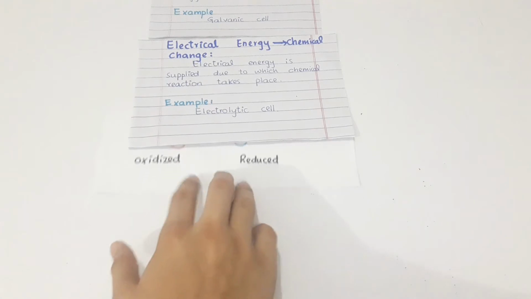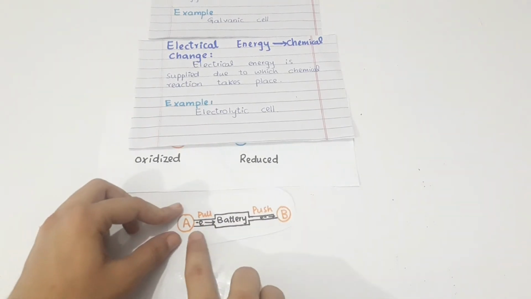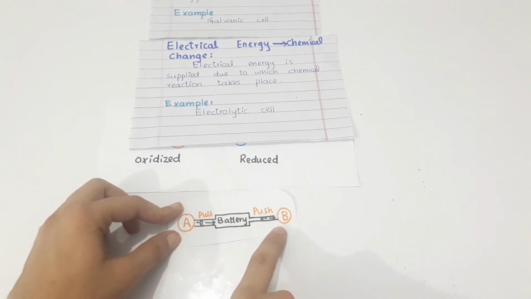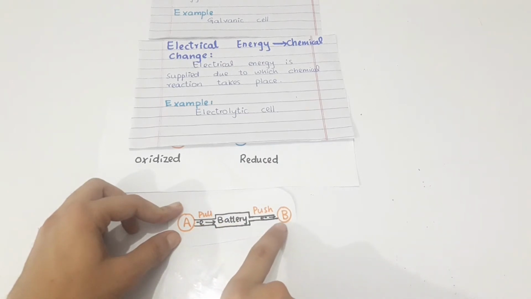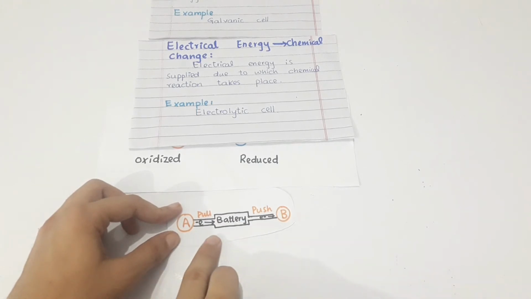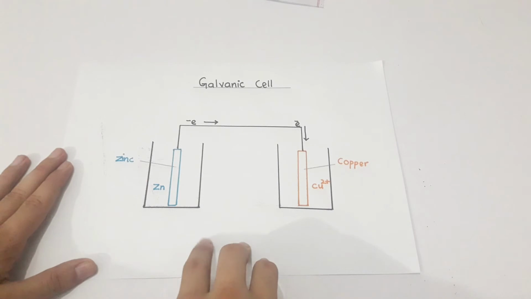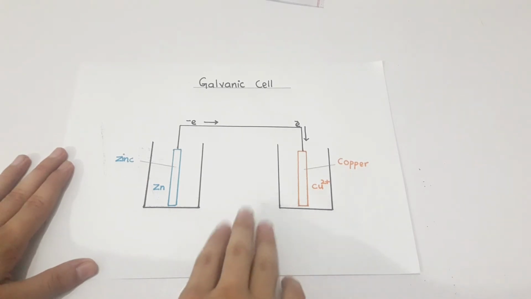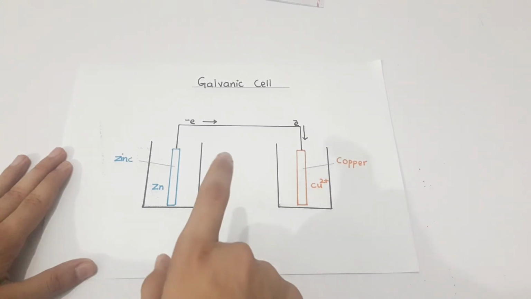The second one is that atoms do not give off electrons spontaneously, so we use a battery to pull the electron from one atom and push them to another one. And that's what happens in an electrolytic cell. So here's the first one, how a chemical reaction takes place and creates electricity. The device in which a chemical reaction takes place and creates electricity is called a galvanic cell.